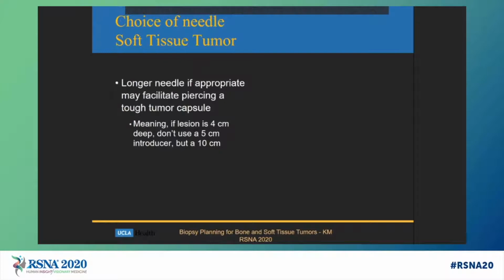Use longer needles most of the time. As an example, if you have a lesion that is about 4 centimeters deep, that means from skin to lesion, there's a distance of 4 centimeters. I would use a 10-centimeter needle so that I can get through the capsule that tends to be tougher. And once I'm through the capsule, then I will redirect with each pass to sample the lesion adequately.